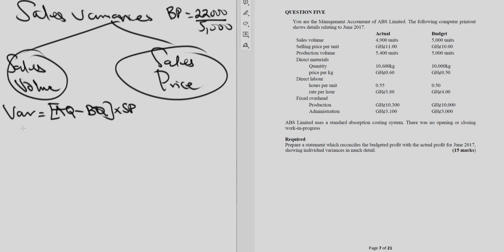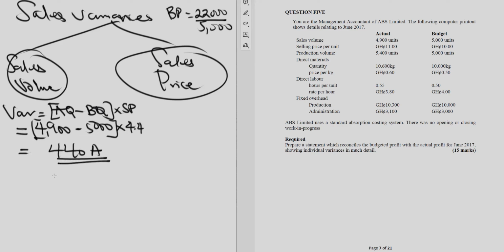So if I want to do this, I know that my actual quantity that was sold was actually 4,900 units, and the budgeted quantity was 5,000 per the budget. Now, the standard profit I have got as 4.4. If I multiply this, I know that my sales variance is going to be adverse. This is 4,900 minus 5,000, negative 100, times 4.4. So we have 440 adverse variance for my sales volume.